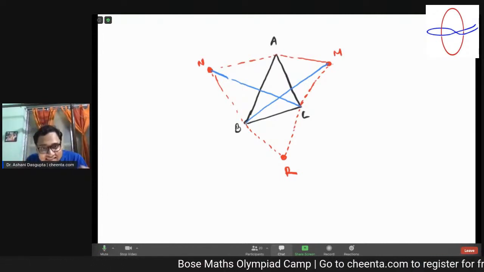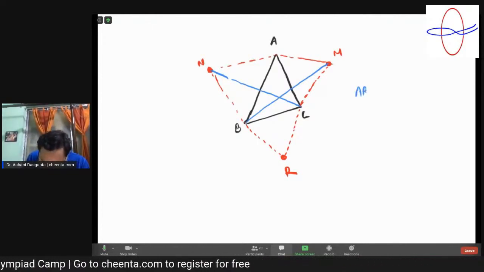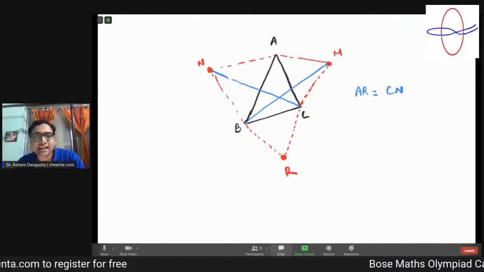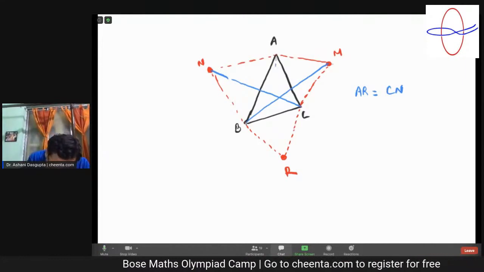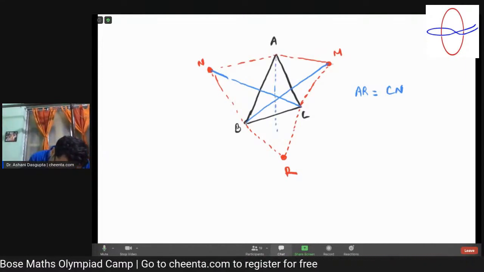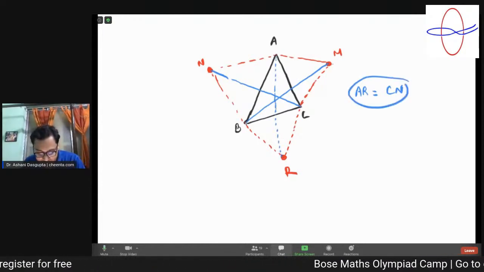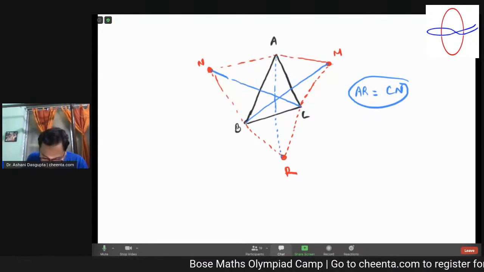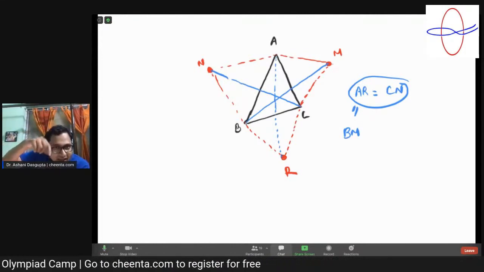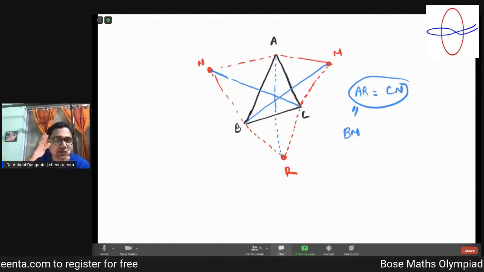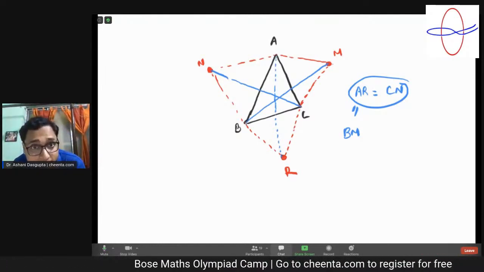Exactly the same way we can show that AR is equal to CN. So maybe AR is like this. In fact, AR is also equal to BM. You can take two triangles at a time and do the same logic, and you can show AR is equal to CN first, and then you can show AR is equal to BM.